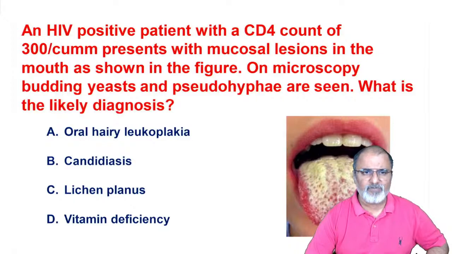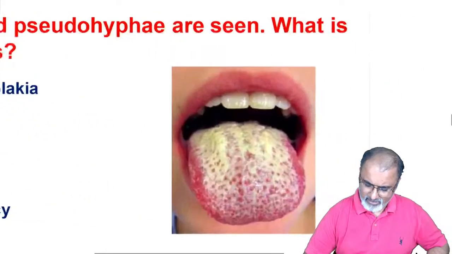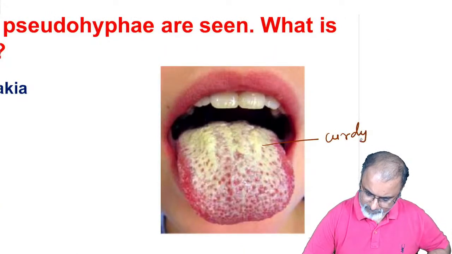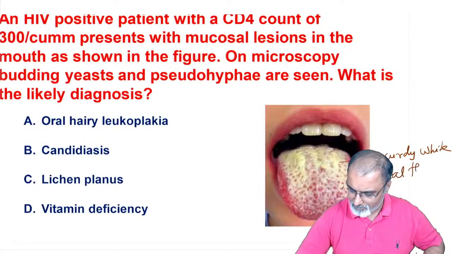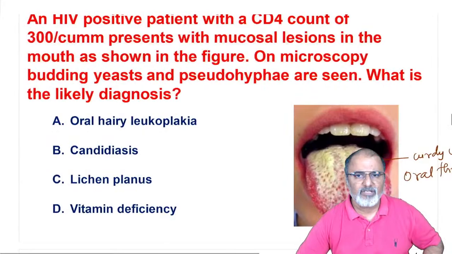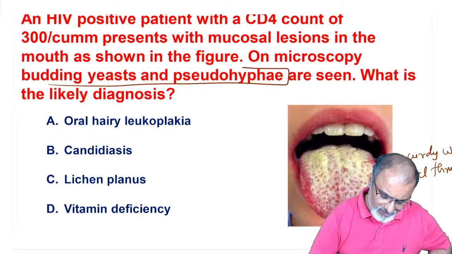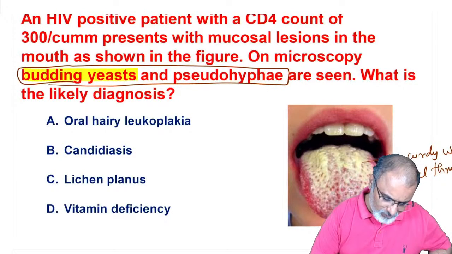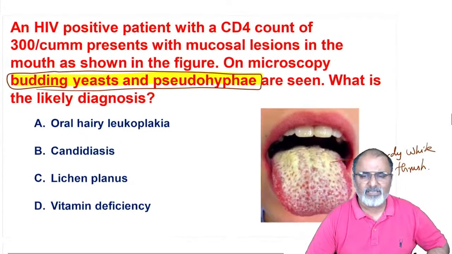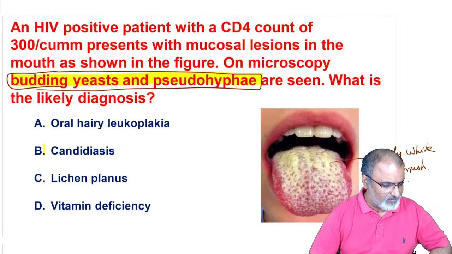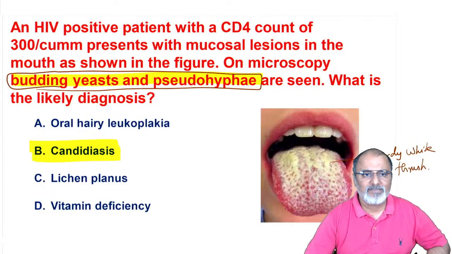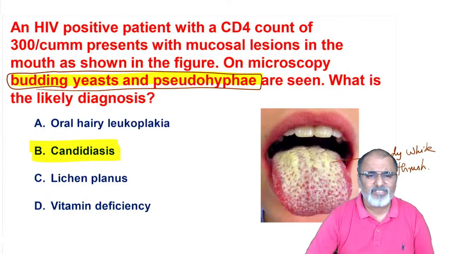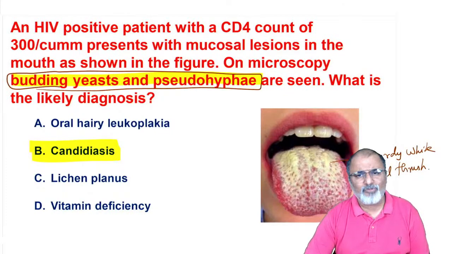Next is, an HIV positive patient with a CD4 count of 300. Mucosal lesions in the mouth as shown in the figure. See, curdy white material. It's called oral thrush. Shown in the figure on microscopy: budding yeast and pseudohyphae. That's the diagnostic. No need to break your head, they themselves give the diagnosis. Budding yeast with pseudohyphae is nothing but oral thrush, oropharyngeal candidiasis. Perfect. Beautiful people answering, I'm so happy. After reading the question, you need to shoot the answer. Where budding yeast and pseudohyphae come, game over.